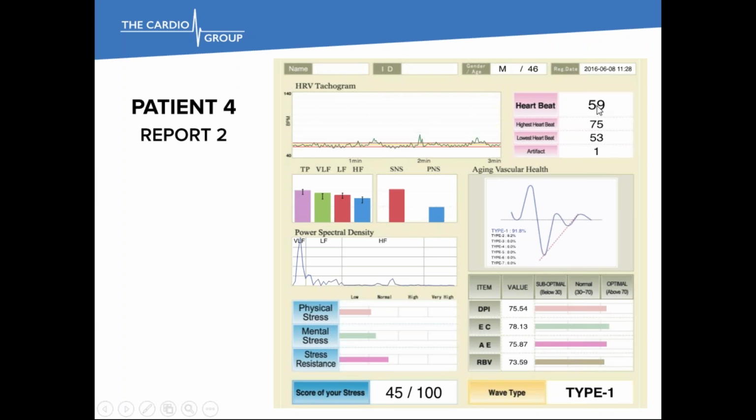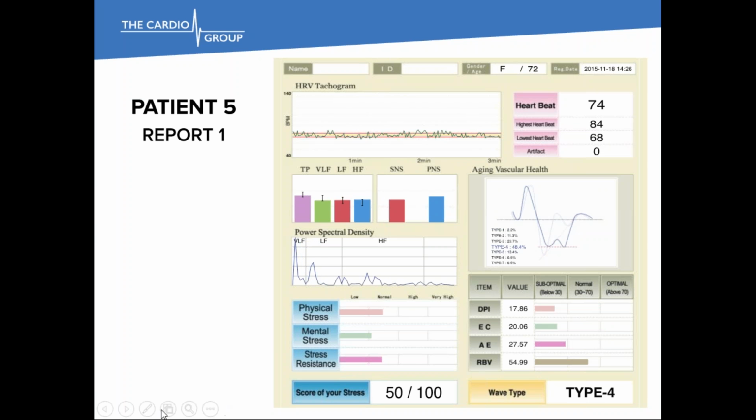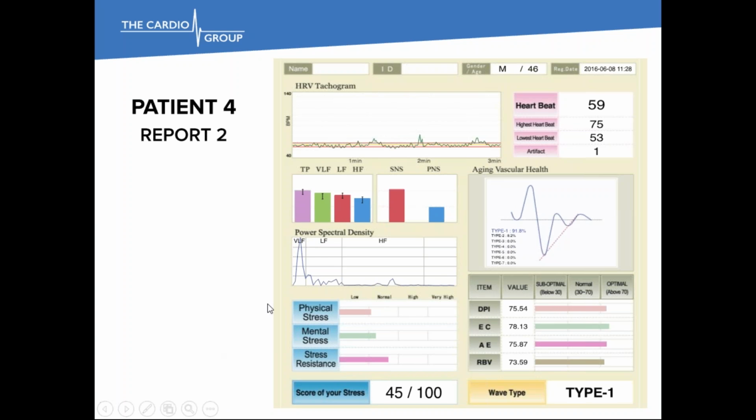Their average heart rate is 79 with a peak of 75, low 53, based on the R-to-R interval. It's a good quality study because there's only one artifact, and their total power is good. Total power here is good. Very low frequency power is good, low frequency and high frequency. They're sympathetic dominant, but also reasonably well balanced, not as sympathetically dominant. So their stress score comes in at under 50, at 45.